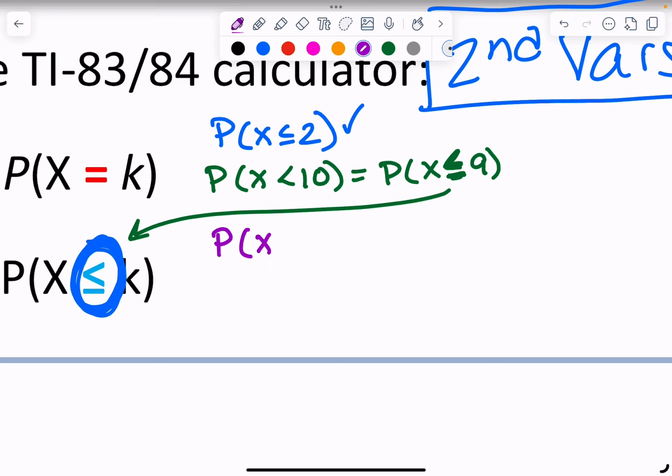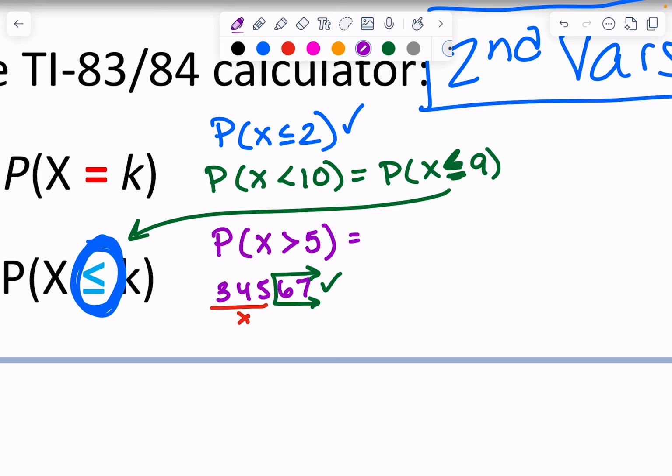But when you have a greater than symbol, I still need to somehow switch it and make it a less than or equal to. So when you have greater than 5, so 3, 4, 5, 6, 7, I need numbers greater than 5, which means I need these numbers, which means I do not want these numbers. So in order to flip it and make it a less than sign, I'm going to do 1 minus those things I don't need. I'm going to do 1 minus the less than or equal to 5 that I don't need.